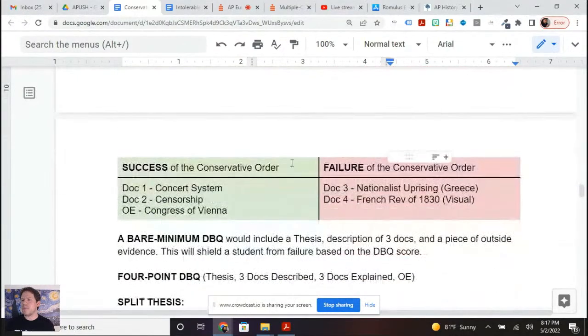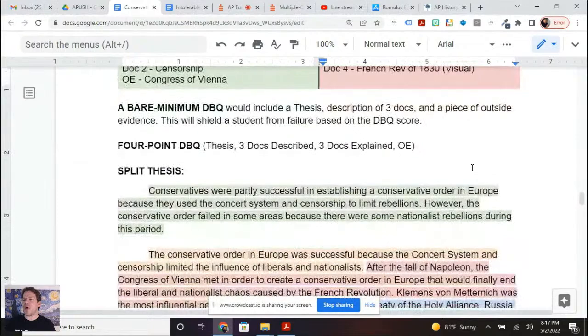We can say here, the success of the conservative order and the failure of the conservative order. And with this, I'll just do a standard split thesis. Conservatives were partly successful in establishing a conservative order in Europe because they used the concert system and censorship to limit rebellions. However, the conservative order failed in some areas because there were some nationalist rebellions during this period. So in this sense, I'm splitting it up, but each of these is supported by evidence.